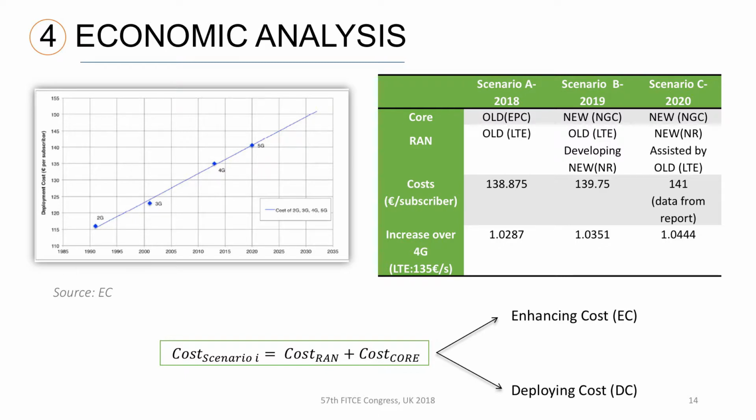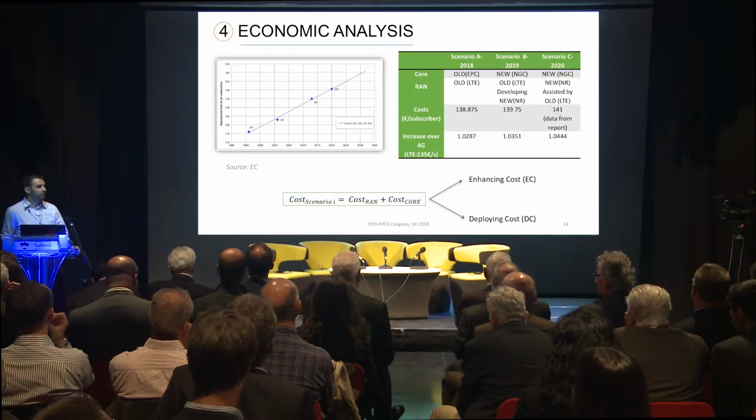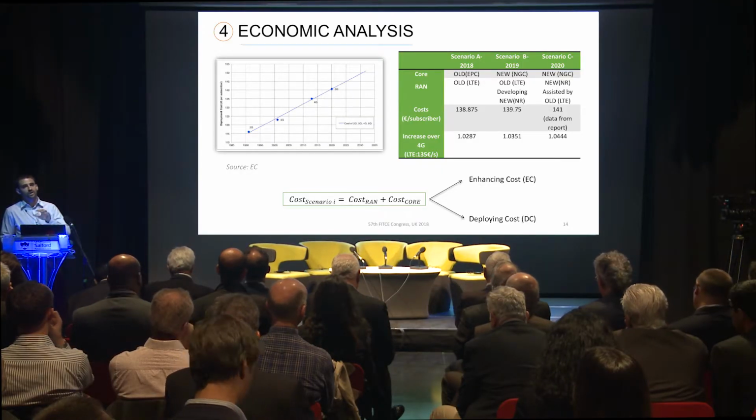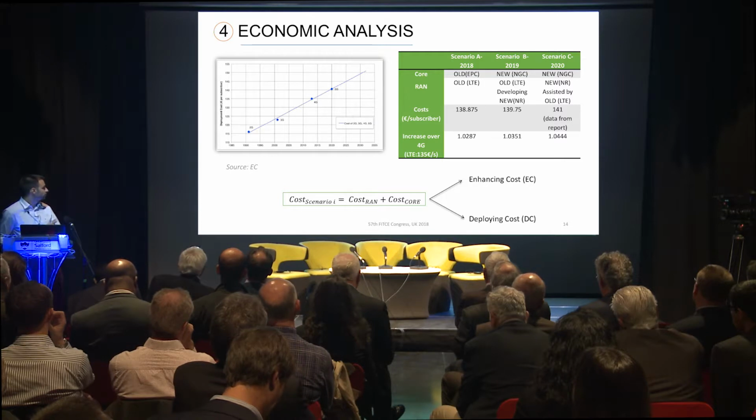And we also know that, on a very top-level approach, the cost of any scenario will be the cost associated to the radio access network plus the cost associated to the core network. And this cost may be either an enhancing cost for the scenario, for example for enhancing the LTE networks, or a deploying cost for when we want to deploy the new radio or the next generation core network.